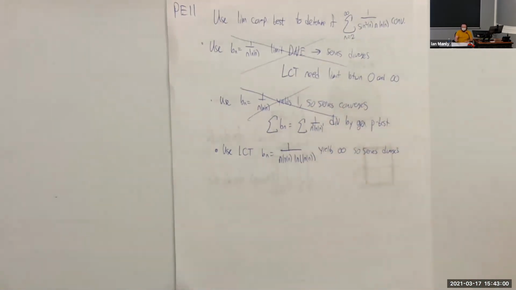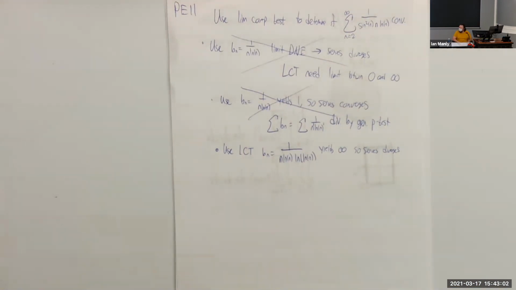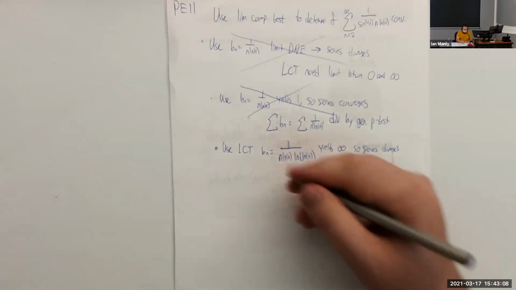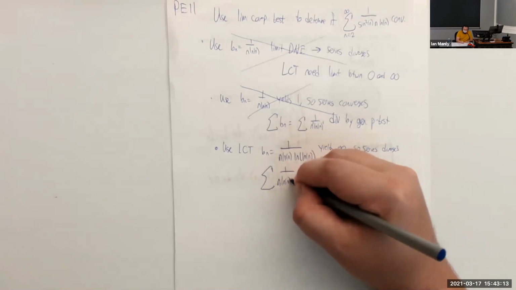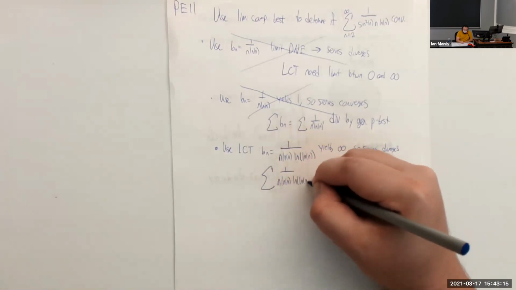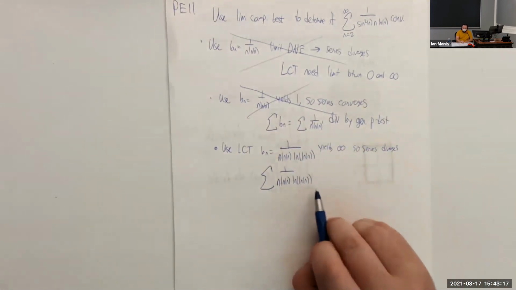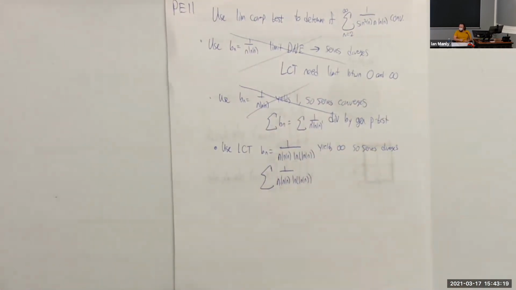If we get an infinite limit from the limit comparison test, then we're going to get divergence so long as this diverges. So let's think about this. Is our comparison series, is this going to converge or diverge? What do you guys think about that?